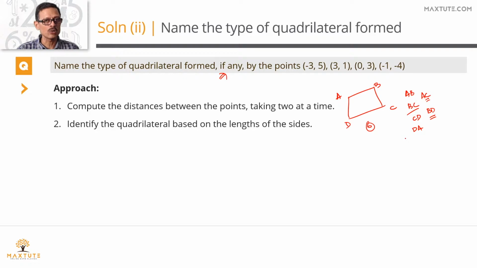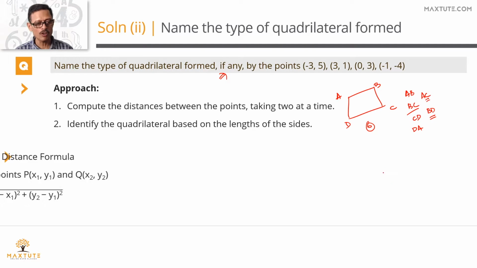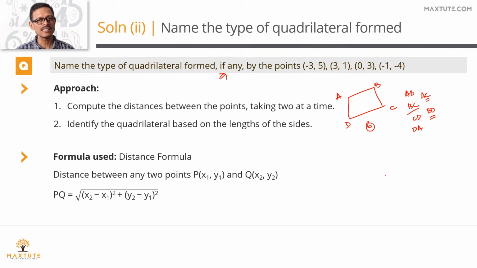If you determine that they are not collinear, then let's find out what kind of a quadrilateral we are talking about. What is the only formula that we need to know? We need to know the distance between 2 points whose coordinates are x1, y1, x2, y2. The distance is given by the formula under root of x2 minus x1 the whole square plus y2 minus y1 the whole square.